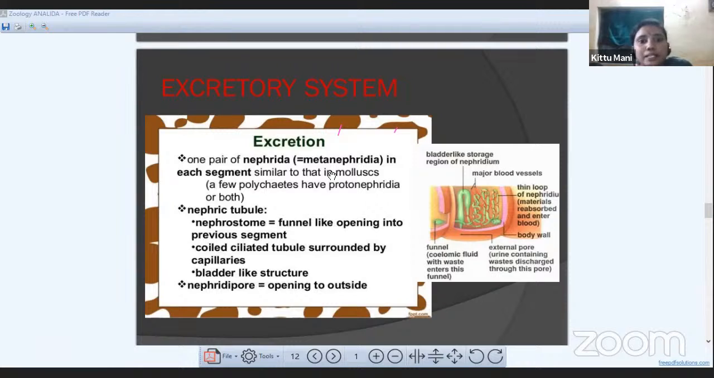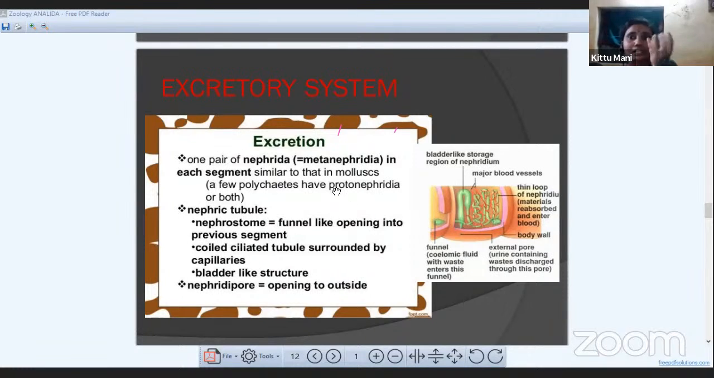Okay, in each segment, similar to that in molluscans. Okay, this is another phylum, mollusca. We will discuss it later. A few polychaetes have protonephridia or both. Here protonephridia means the primitive organ of the nephridia, also present in some polychaetes. Okay. Here, the nephric tubule, the nephrostome, has a funnel-like opening into the previous segment. Which one, students? Funnel. You already know about the funnel.